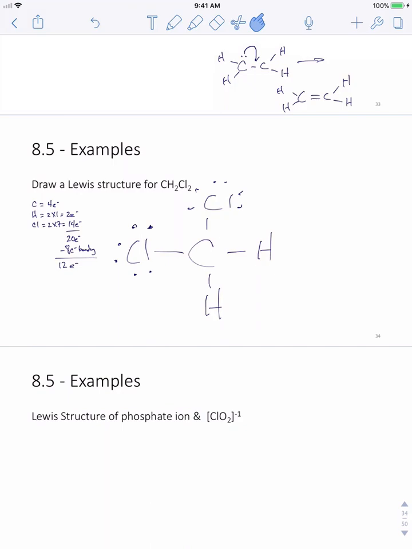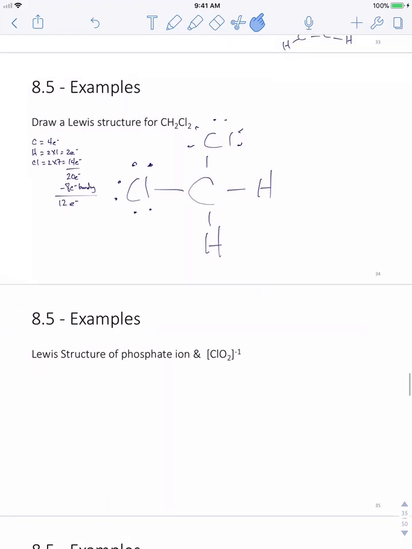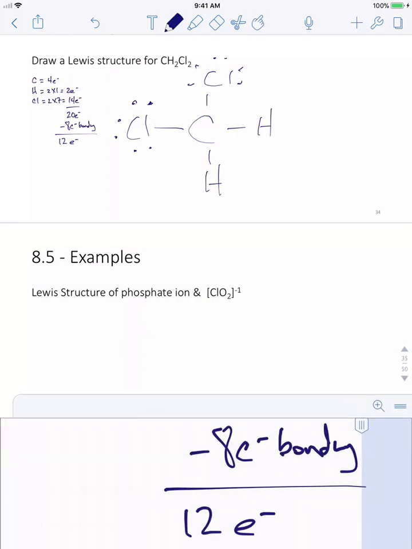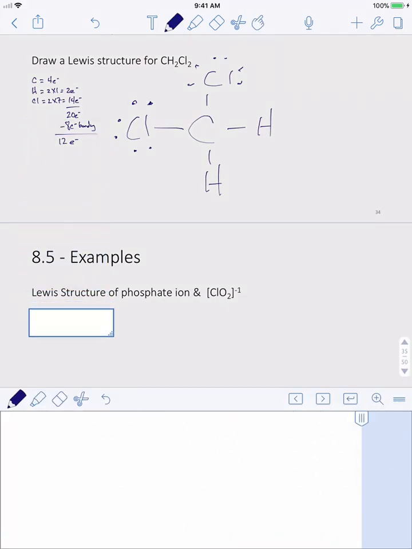Alright, let's do the next example. Let's do some that have charges. So the previous ones were not charged species. Here let's do phosphate ion and chloride. So first we'll do phosphate. Okay, phosphate, if you remember your polyatomic ions, is PO4 3-.